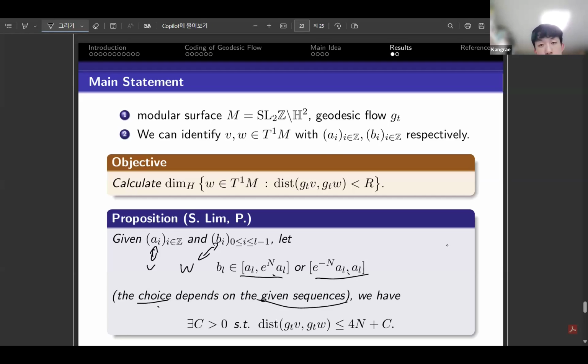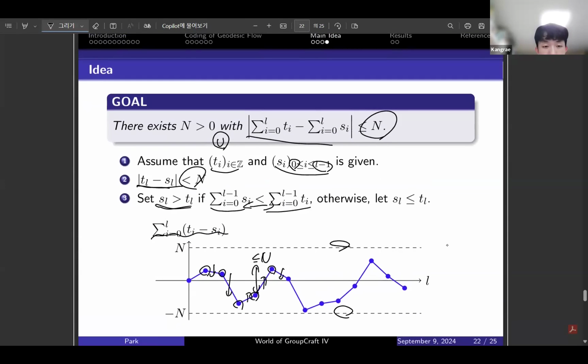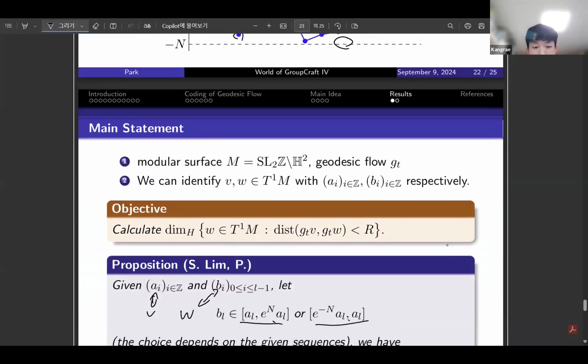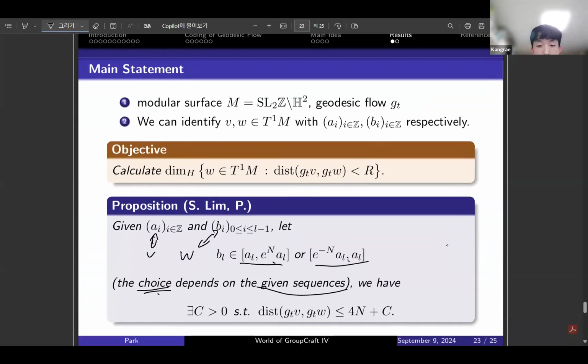Actually, this choice is when you go up. This choice is kind of when the difference of the partial sums are positive or negative. So that means this choice. And from this condition, we have that there exists some constant C such that the distance between the GT of V and GT of W are bounded by 4 times N plus C.